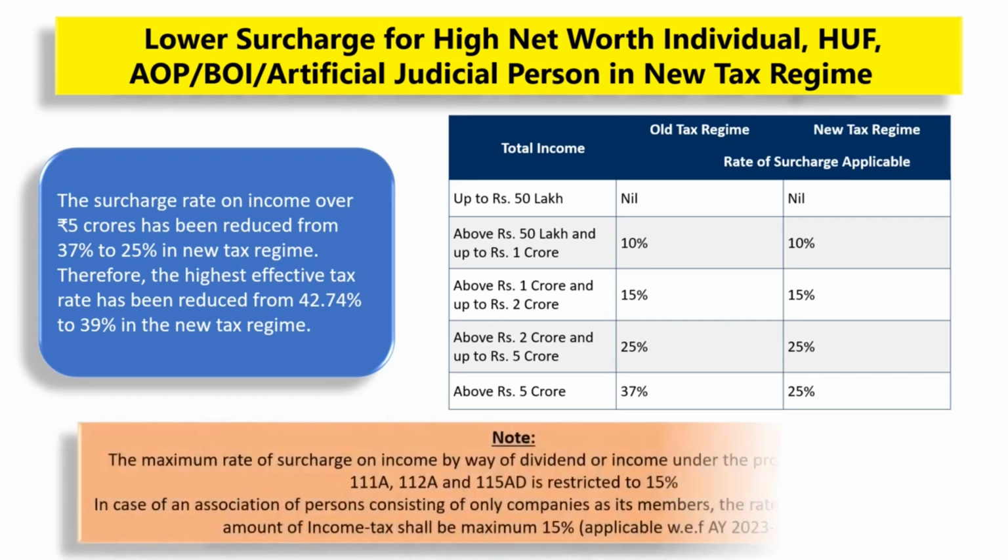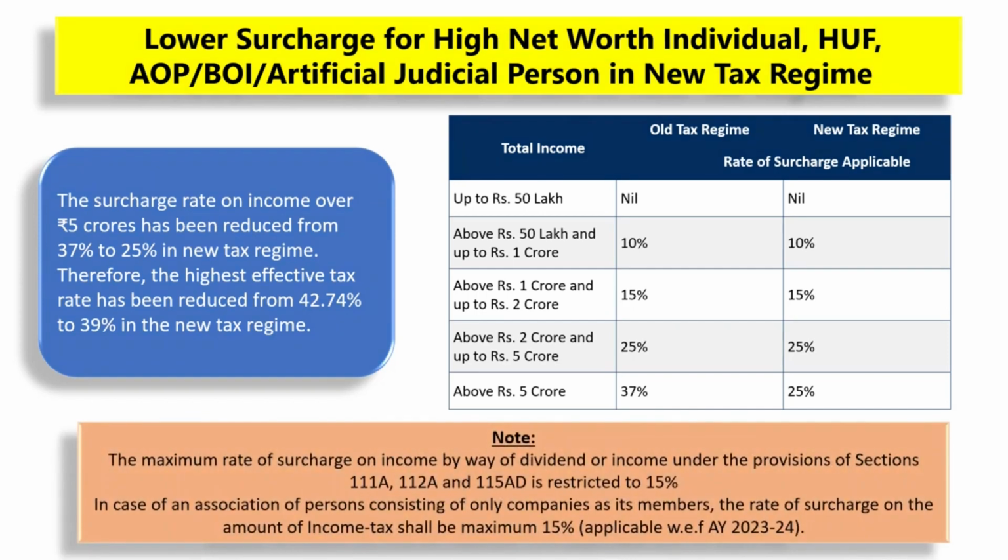Also, please note that the maximum rate of surcharge on income by way of dividend or income under the provisions of Section 111A, 112A and 115AD is restricted to 15%. Also, in case of an association of persons consisting of only companies as its members, the rate of surcharge on the amount of income tax is maximum at the rate of 15%.